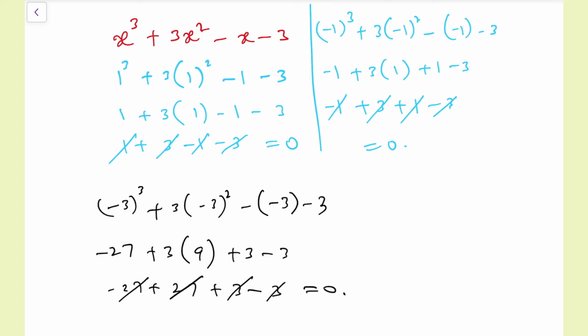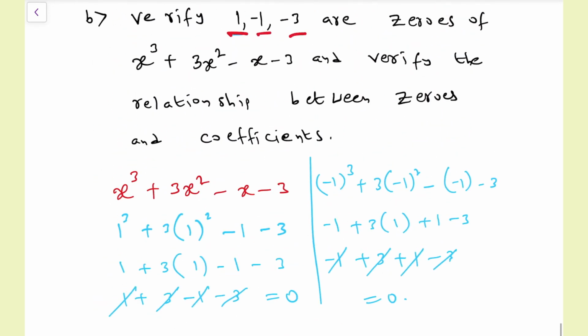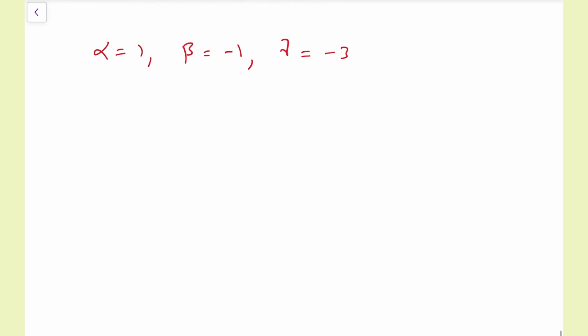So one number I will take as alpha, one number I will take as beta, and one I will take as gamma. So alpha equals plus 1, beta equals minus 1, and gamma equals minus 3. By using this, we need to find the sum of the zeros, that is alpha plus beta plus gamma value. Alpha is 1, beta is minus 1, gamma is minus 3. Plus 1 minus 1 cancel, so remains with minus 3. Sum of the zeros, alpha plus beta plus gamma, we got as minus 3.